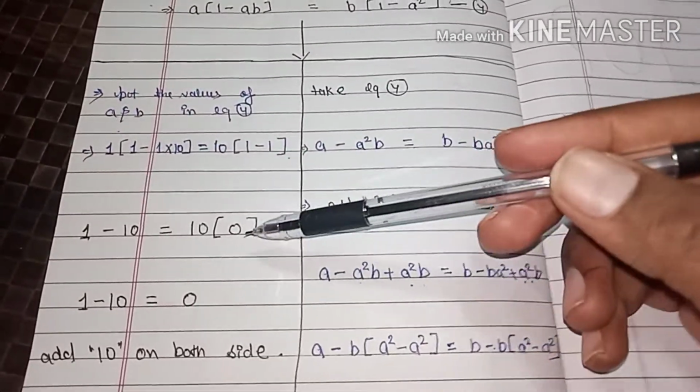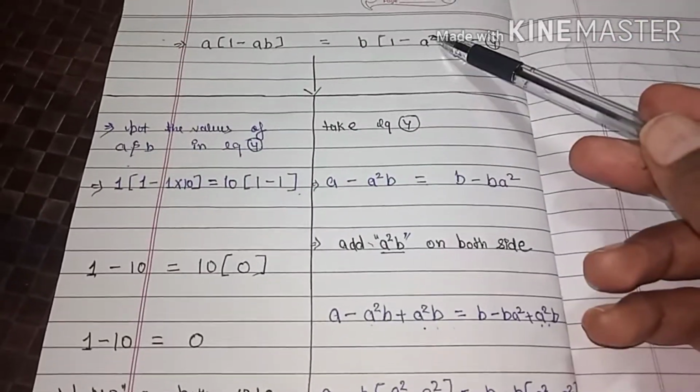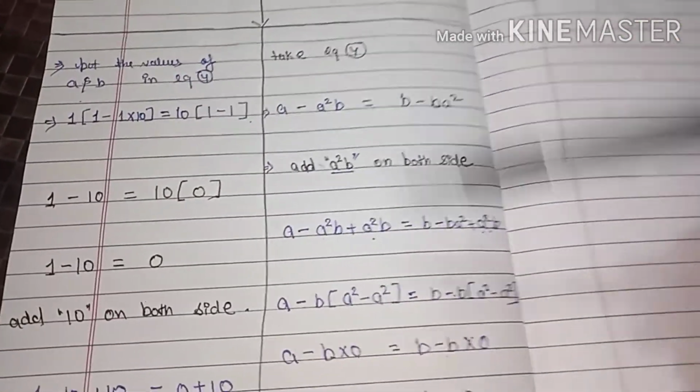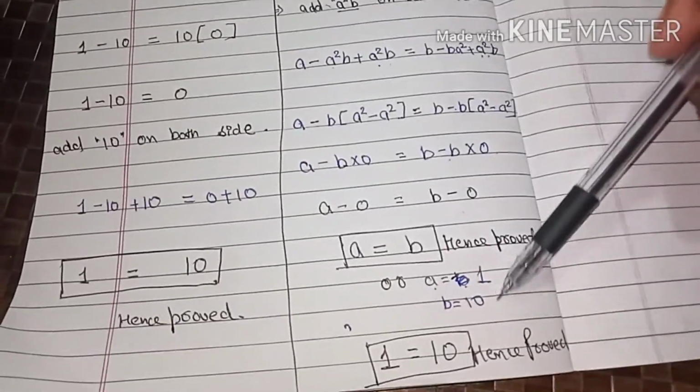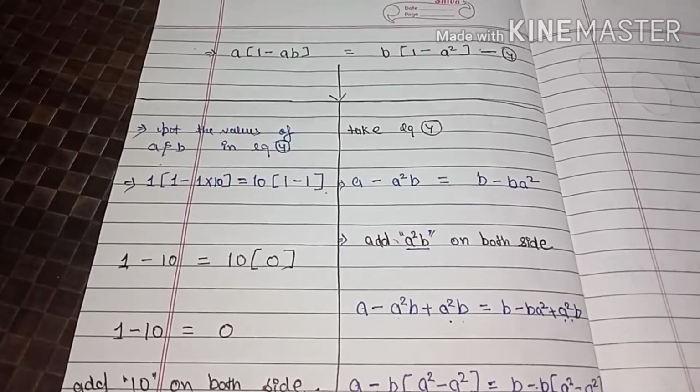So here we do two things. Firstly, we put direct values in equation 4, and secondly we solve the equation and then put the values of A and B. Okay, so this is the procedure.